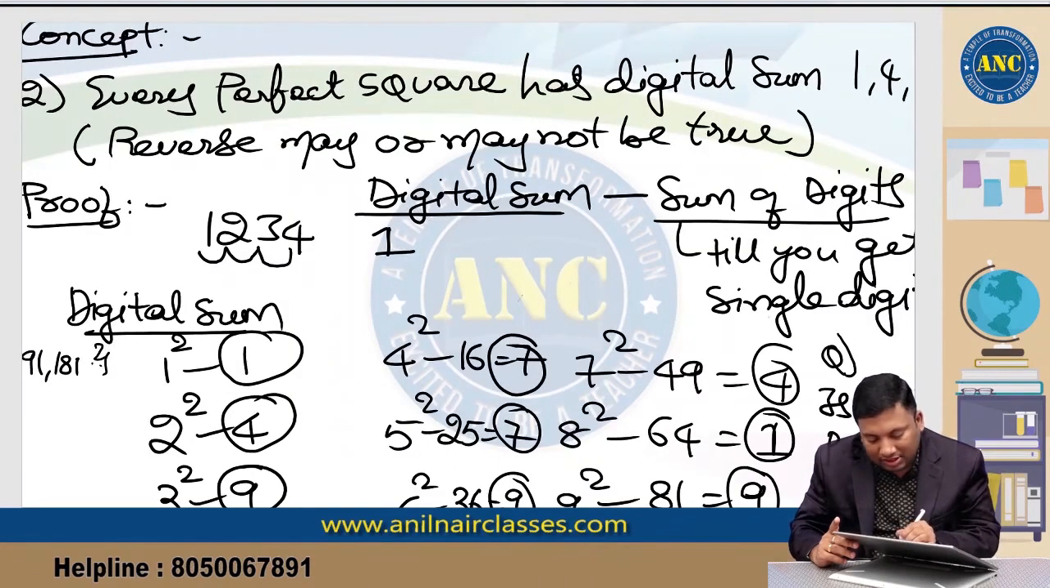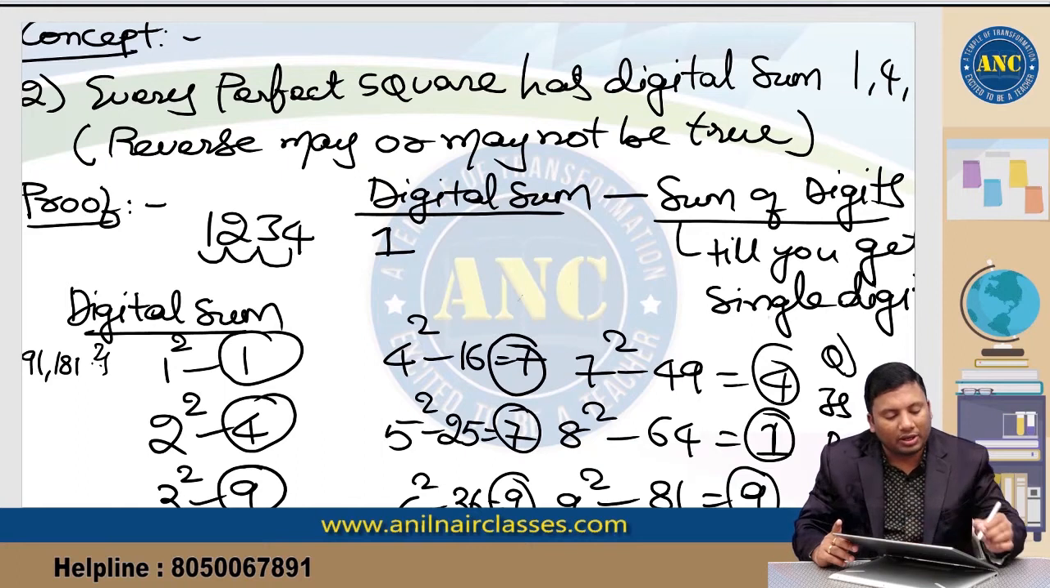Now if you see, what is the digital sum of this number? 3 plus 3 is 6, 6 plus 2 is 8, 8 plus 1 is 9, 1 plus 2 is 3. If a number is a perfect square, it should have digital sum what? 1, 4, 7 or 9. What is the digital sum I got? 3. Can it be a perfect square? No. So the answer for this question is no. I hope it is clear.